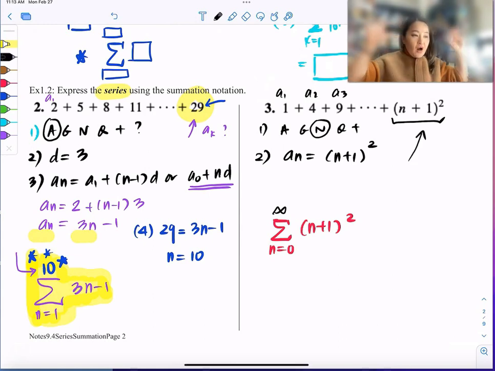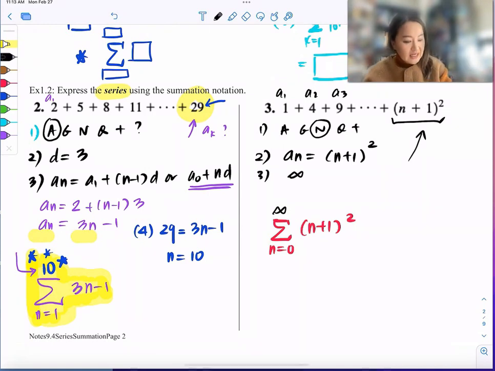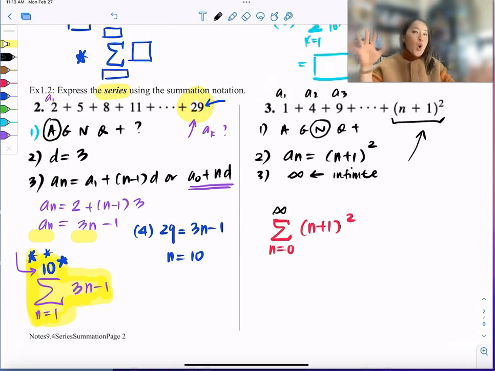Remember, what we're focusing on is that it's an infinite series. Can you go back and write it in summation notation? If you can understand summation notation, then that's the takeaway from this section.